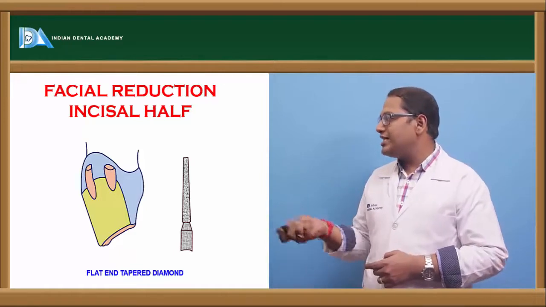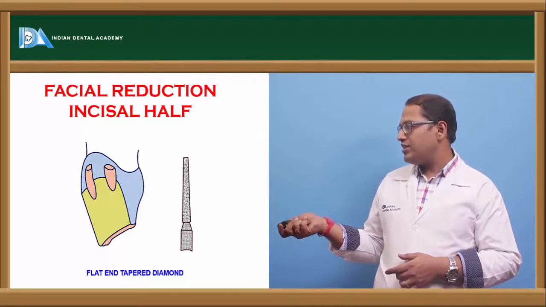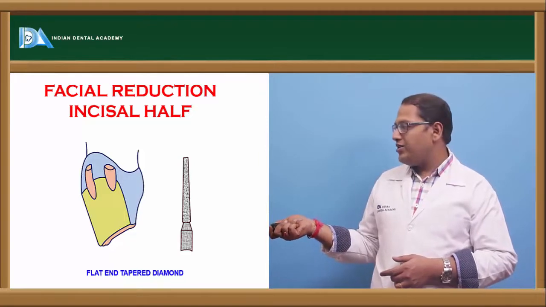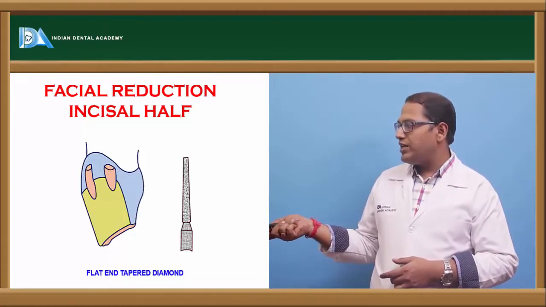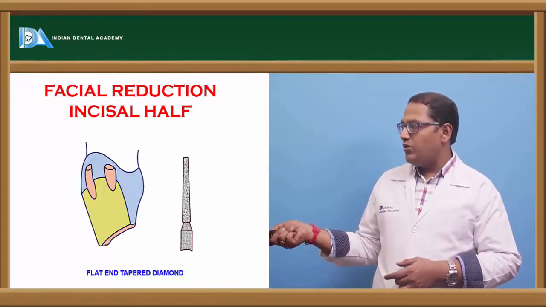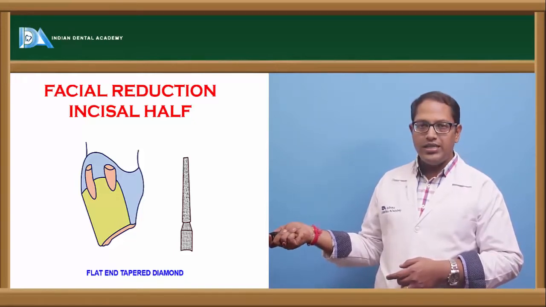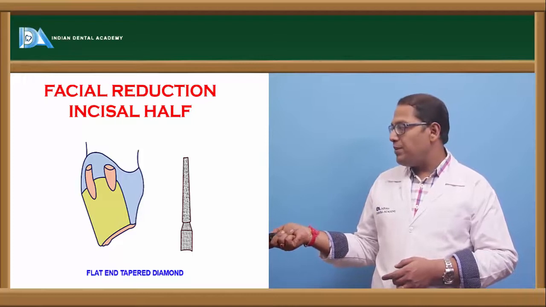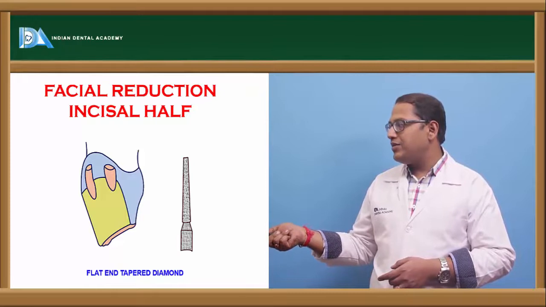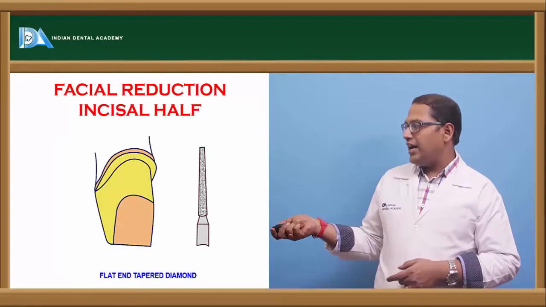Facial or incisal half reduction has taken place. This is not the facial reduction, this shows the lingual reduction. You can see the cingulum area is reduced, and again you have to give depth orientation grooves in the cingulum area and then prepare this wall. This wall should be parallel to the facial cervicofacial wall. These should be parallel because the seating of the crown will be decided by the parallelism of this wall and this wall. So for facial reduction, we can see the incisal half is reduced.